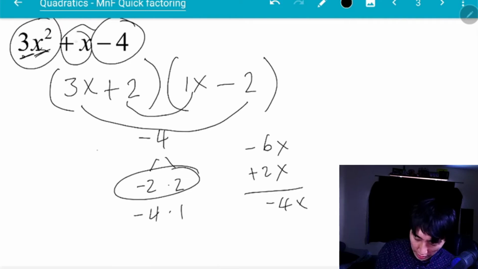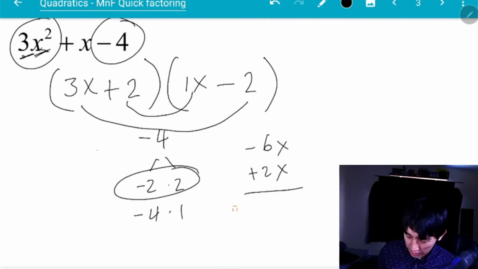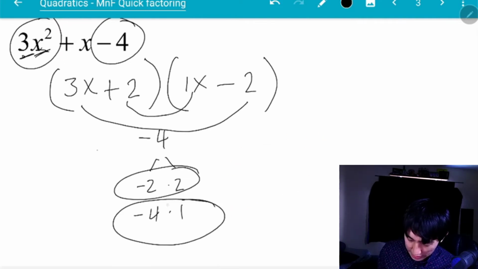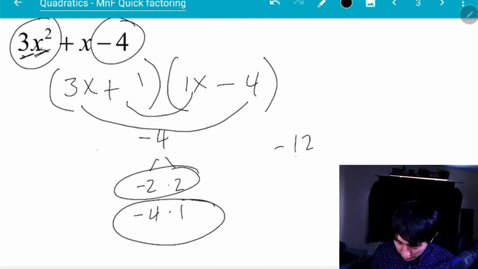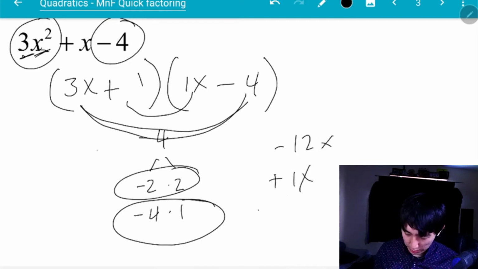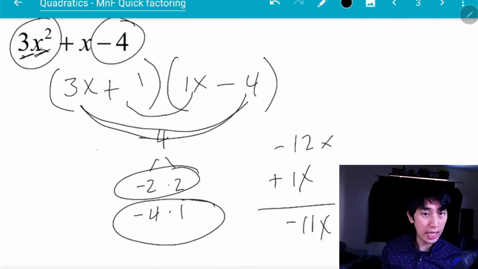Now, unfortunately, I want it to be x. So that means this one's wrong. So let's check this second one out, see if that works. So we're going to put this in 1 and negative 4. All right. Now from here we get negative 12x by doing outer plus 1x by doing inner. That's negative 11x. And again, that doesn't work.